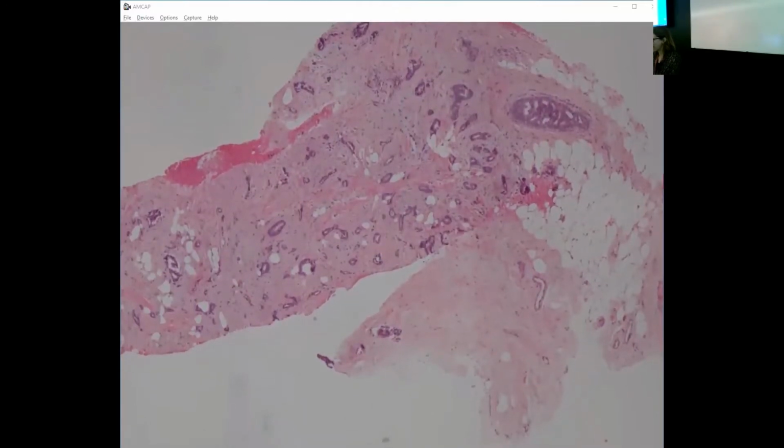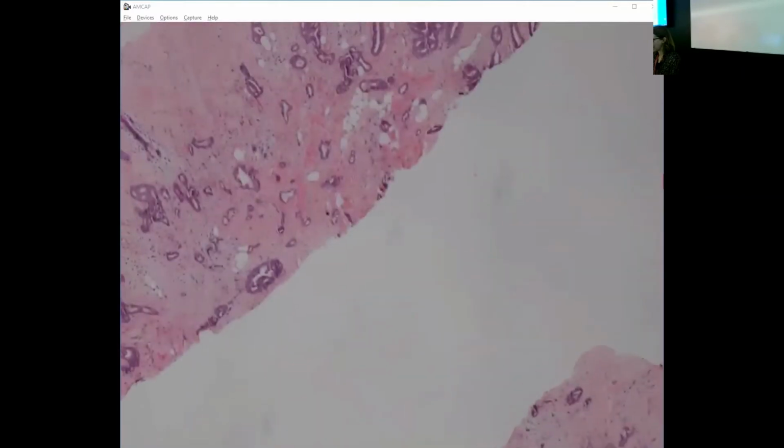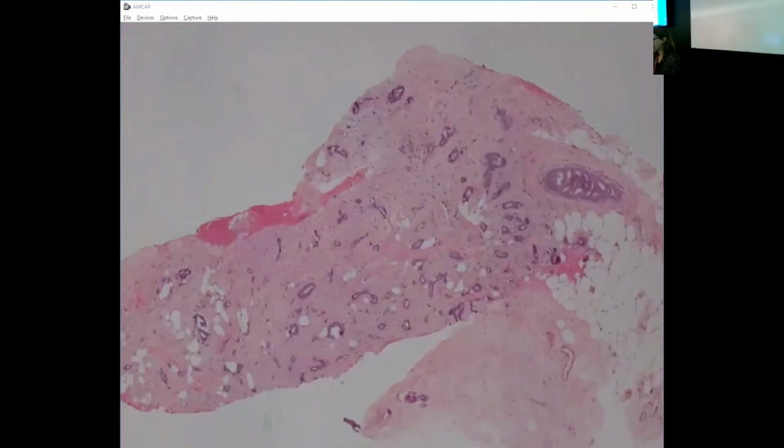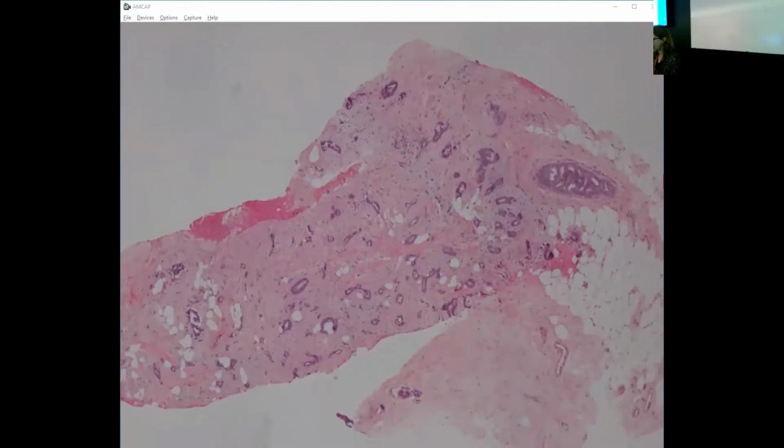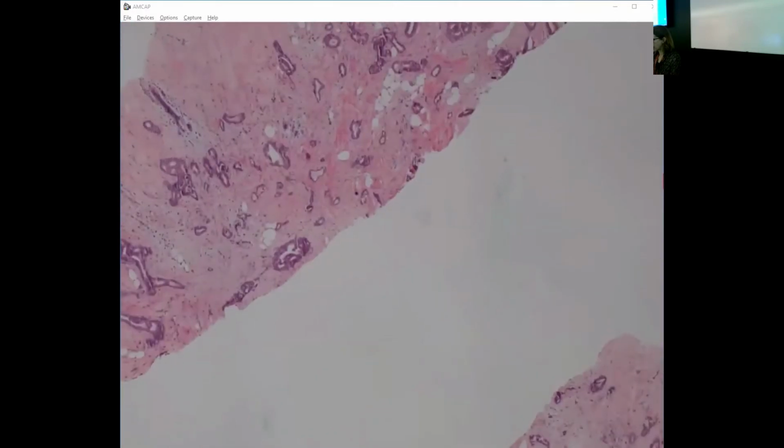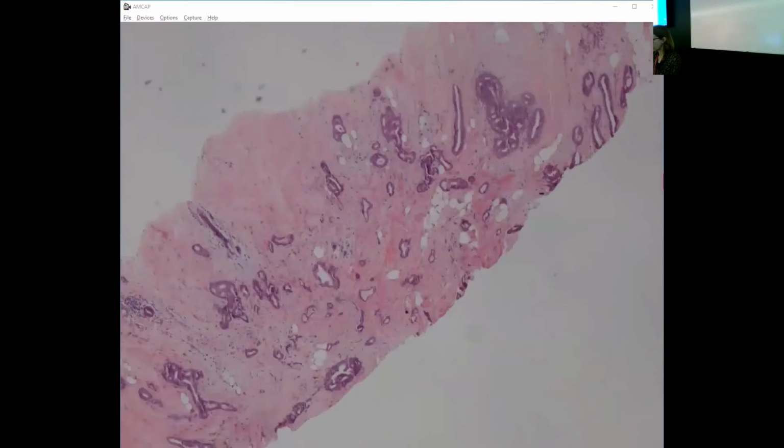So I'm beginning with an example of a tubular carcinoma. This is a 52-year-old with image detected microcalcifications. And you can see a small glandular proliferation infiltrating through these core needle biopsies.